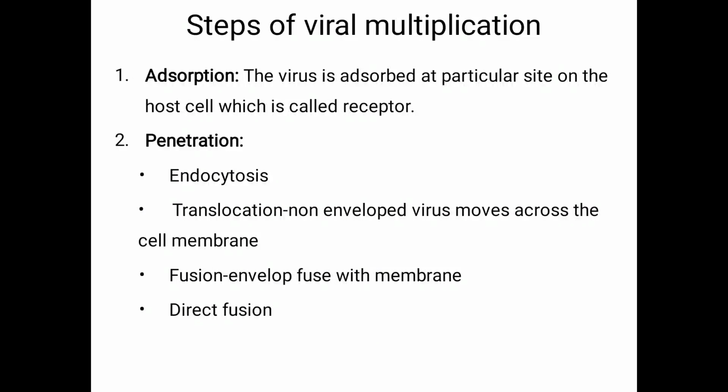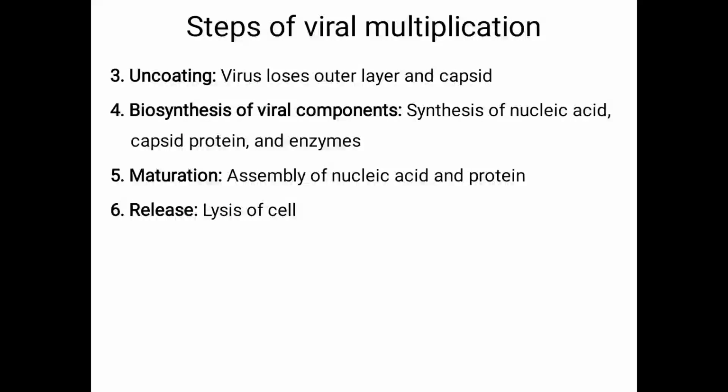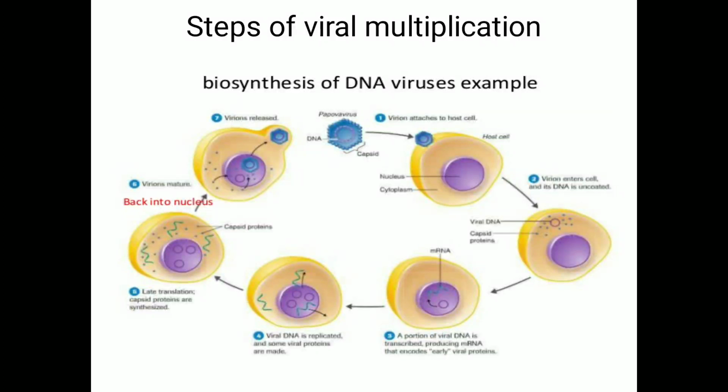Then the next step is uncoating. This is the process by which the virus loses its outer layer and the capsid. In some cases, uncoating is affected by lysosomal enzymes of the host cell, and there are other mechanisms by which uncoating, meaning removal of the protein coat or capsid from the virus, takes place. Then the next step is biosynthesis of viral components, in which synthesis of nucleic acid, capsid protein, and enzymes mainly takes place.